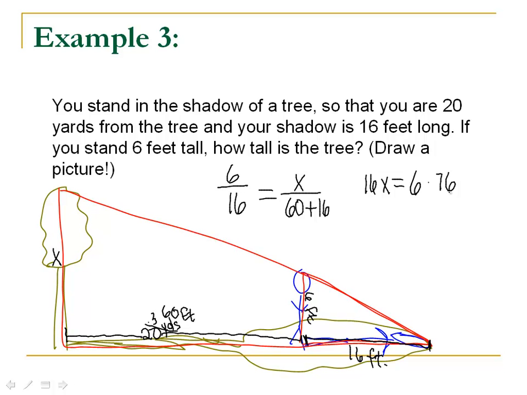So let's solve this problem. I have 456 equals 16x. Divide both sides by 16, and x equals 28.5, and that unit is in feet. So x equals 28.5 feet. So this is an example of indirect measurement.